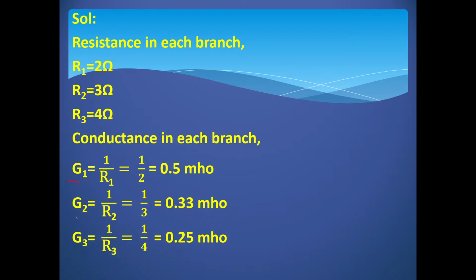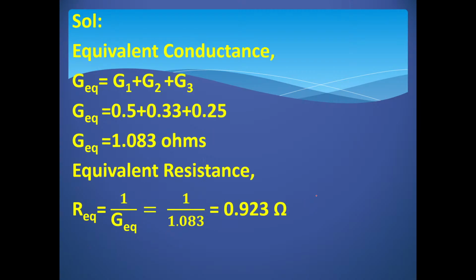Here I have determined the conductance values G1, G2, G3. G1 is 1 by R1, 1 by 2 is 0.5 mho. G2 is 1 by R2, R2 is 3 ohms, so 1 by 3 is 0.33 mho. G3 is 1 by R3, R3 is 4 ohms, so 1 by 4 is 0.25 mho. I hope you might have written till now. So I'm going to the next slide.